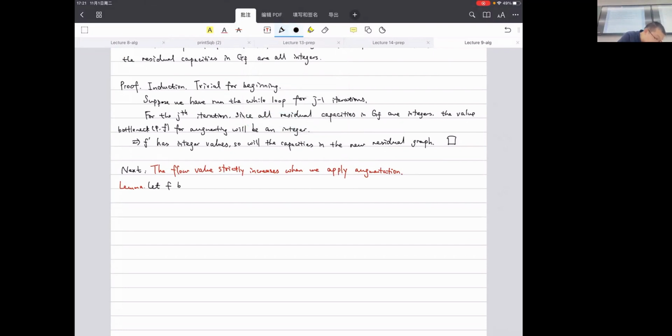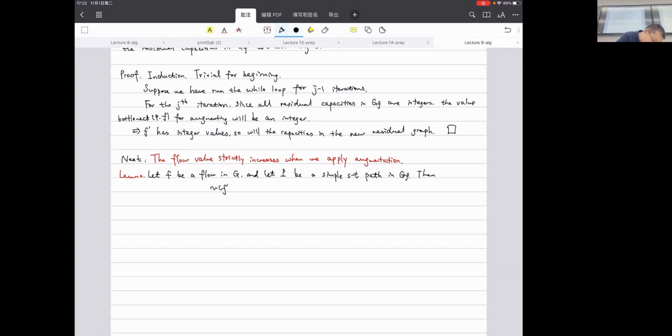We say, let f be a flow in G, and let P be a simple s-t path in G_f. Then, as I just mentioned, the value of f prime should be the value of f plus the bottleneck of P in f. And since we are talking about an s-t path in the residual graph, we know that the corresponding bottleneck is larger than 0, so we have that the value of f prime is larger than the value of f.